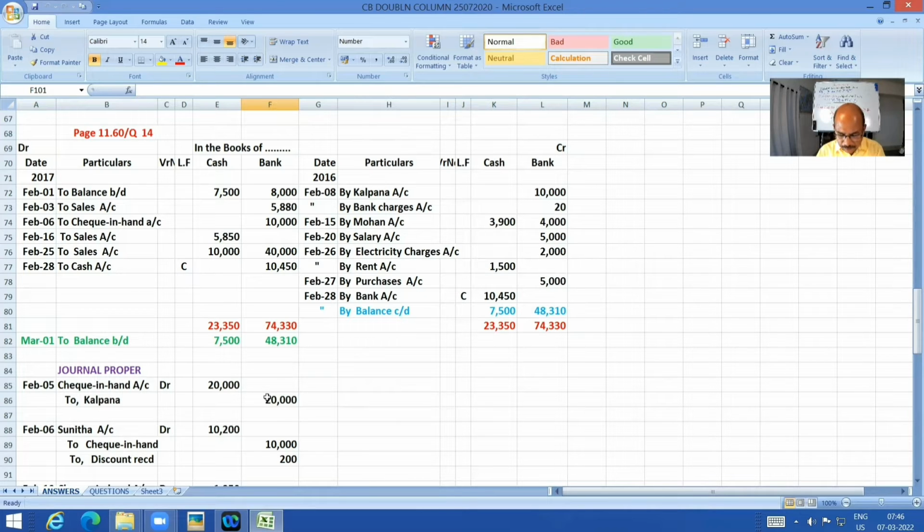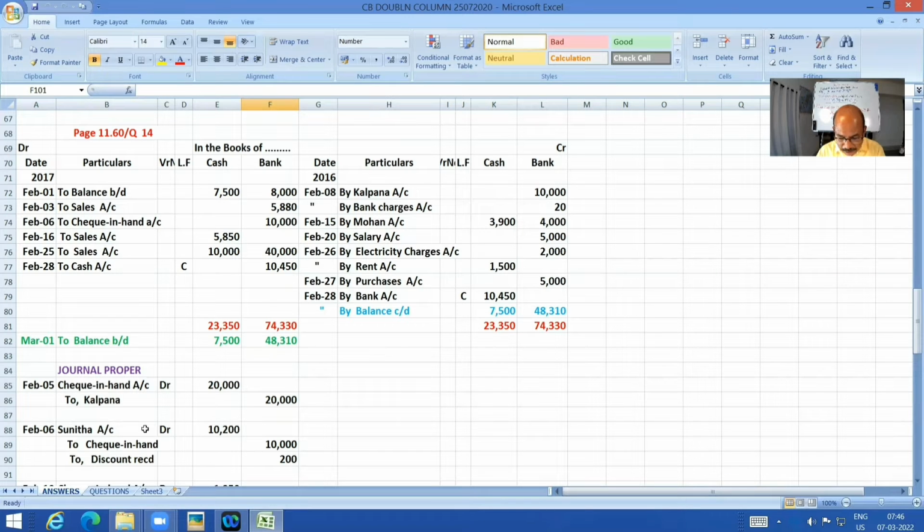First check received from Kalpana is endorsed to Sunita in full settlement of 10,200. That too doesn't have a place whatsoever in the cash book. However, it has got a place in my journal proper. Sunita settled to the extent of 10,200, debit. Check in hand got cancelled to the extent of 10,000. Balance being discount received credited. Credit the income, credit what goes out, debit the receiver. Simple like that. As simple as water. Right.